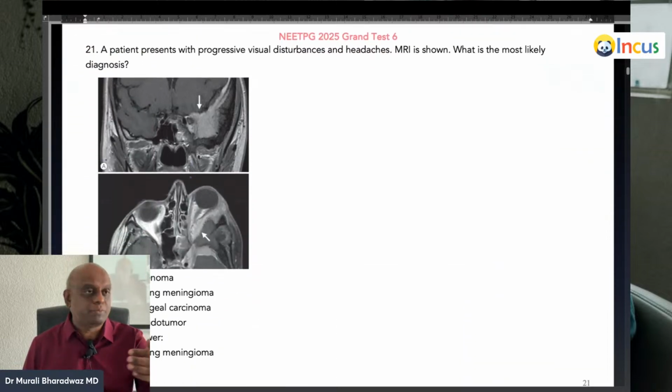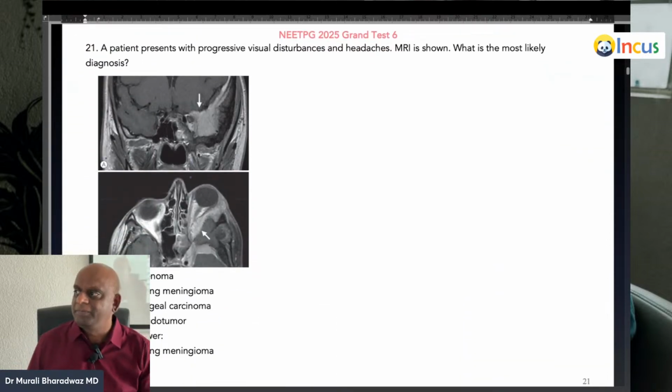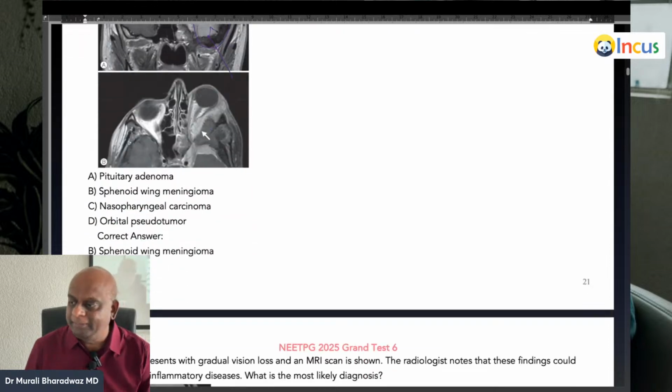A patient presents with progressive visual disturbances, headaches, and this is classical of a sphenoid wing meningioma, which leads to compression of the optic tract. Optic chiasma is what you need to remember.